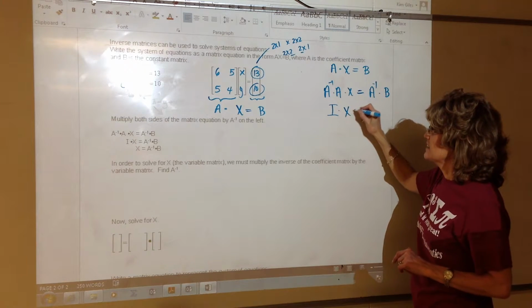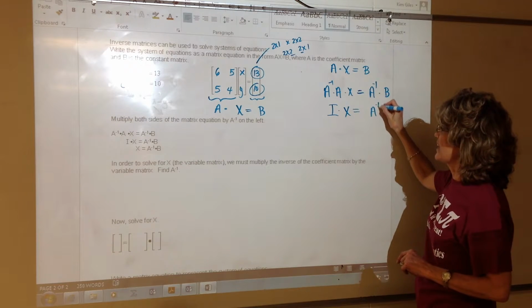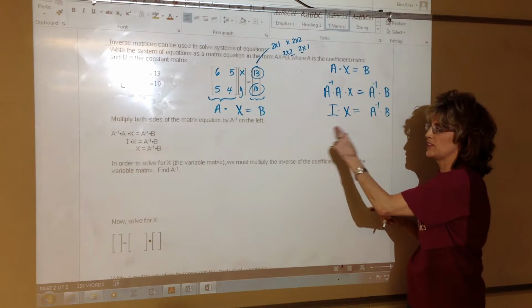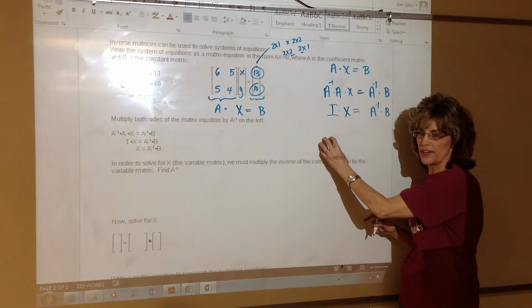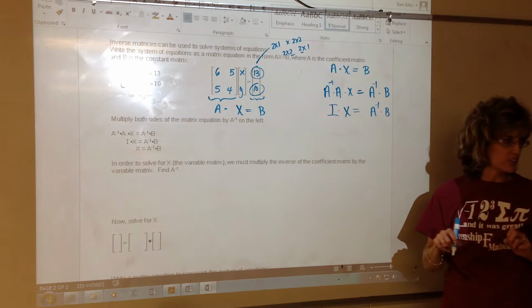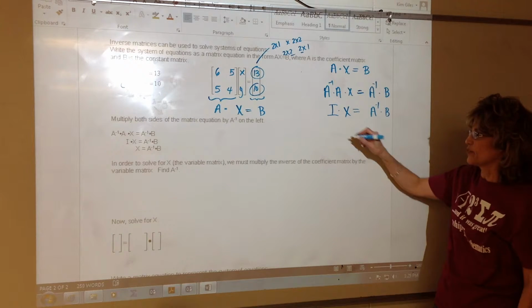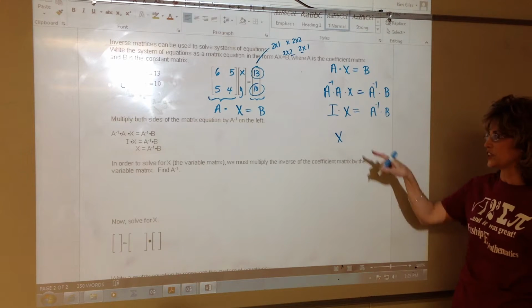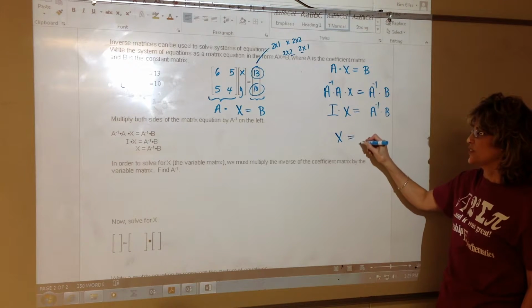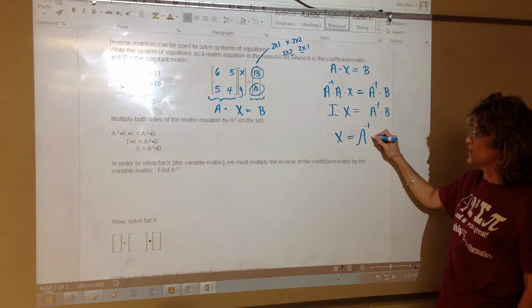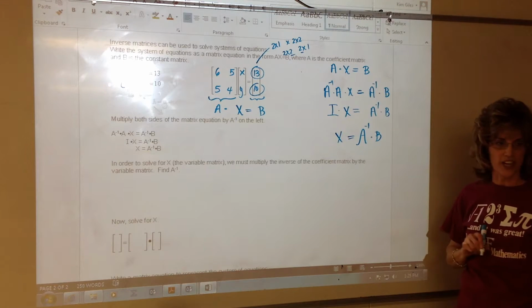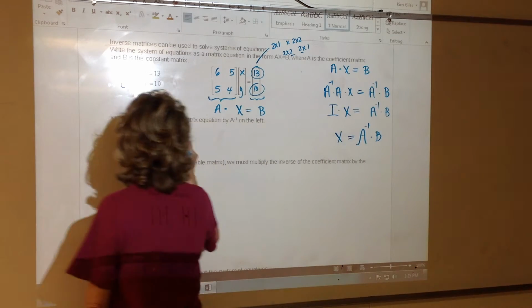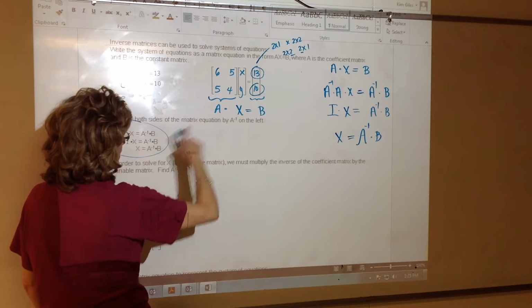So the identity times X equals A inverse times B. But you remember what the identity is? 1, 0, 0, 1. When you multiply that matrix times any other matrix, what answer do you get? The original matrix. So you're right, Greg. It's like multiplying by 1. We just get X. So the process that we're going to go through is we're going to multiply A inverse times B in order to solve for X. Really, that's what all of this is telling you. All of this is the same thing as I just wrote right there.